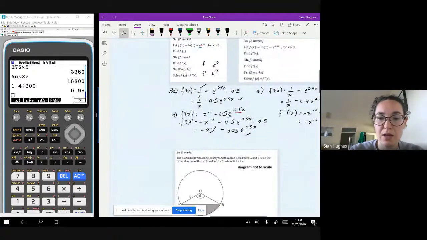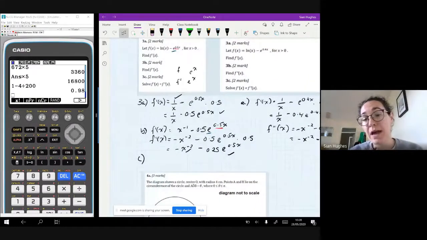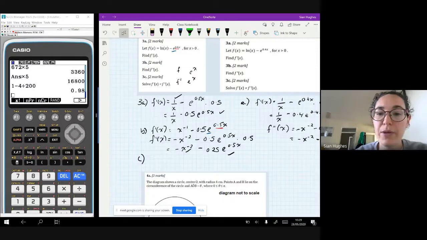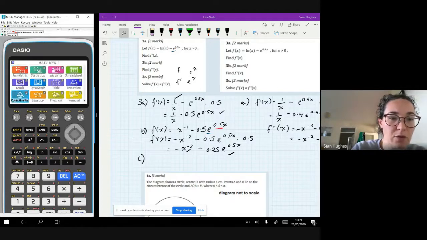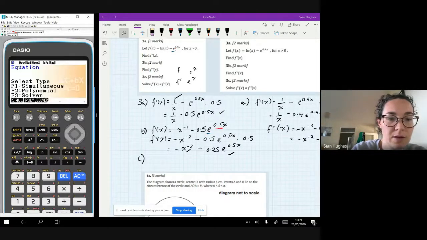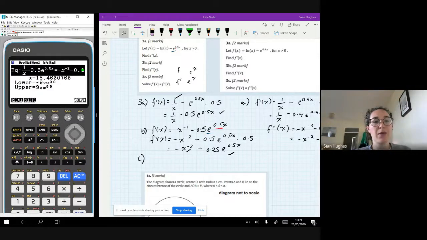And then part C. And part C is why I've got my calculator on the left here, because we can't solve this without using a calculator. Okay, it's not possible. So part C wants us to solve essentially our answer for part A equals the answer to part B. And you've got two choices about how you do that. One option is in your menu to go to equation, to choose solver, so F3, and just to type it in.